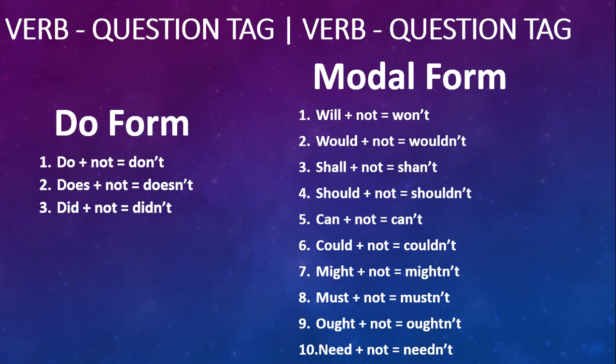Did plus not, didn't. Modal form: will plus not, won't. Would plus not, wouldn't. Shall plus not, shan't. Should plus not, shouldn't. Can plus not, can't. Could plus not, couldn't. Might plus not, mightn't. Must plus not, mustn't. Ought plus not, oughtn't. Need plus not, needn't. These are all the short forms which we use in the question tag.